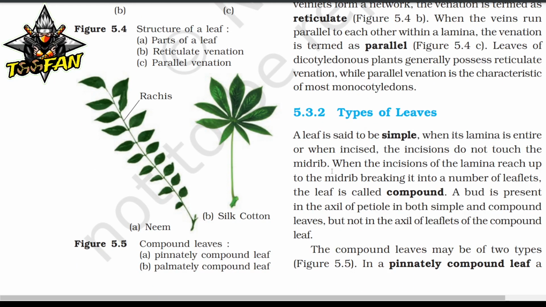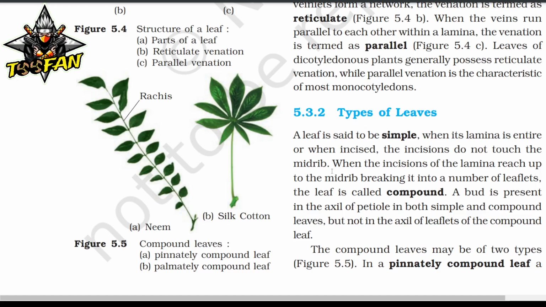Types of leaves. A leaf is said to be simple when its lamina is entire or when incised, the incision does not touch the midrib. When the incision of the lamina reaches up to the midrib, breaking it into a number of leaflets, the leaf is called compound. A bud is present in the axil of petiole in both simple and compound leaves, but not in the axil of leaflets of the compound leaf.